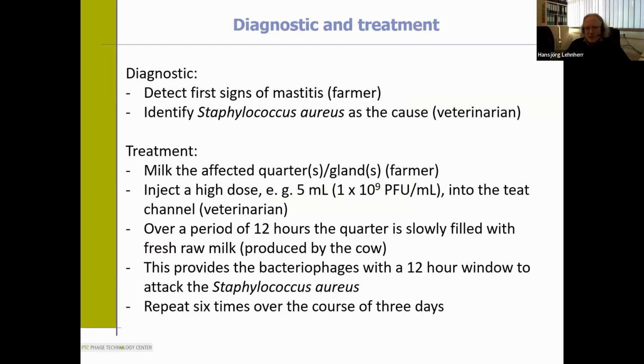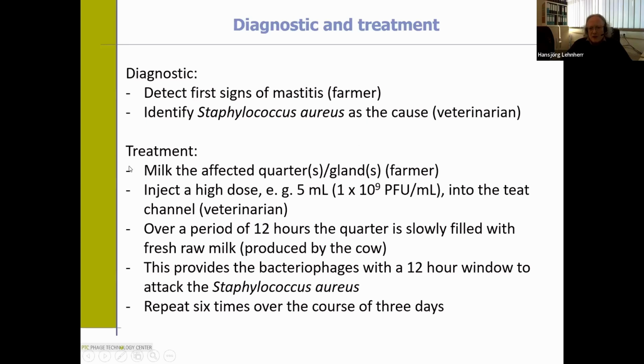So the farmer has to detect that a mastitis is developing in this cow, and then the veterinarian has to identify the causative agent. Only if that's Staphylococcus aureus would injection of bacteriophages specific against Staph aureus make sense. If it's caused by E. coli, it wouldn't make sense to inject Staph phages.